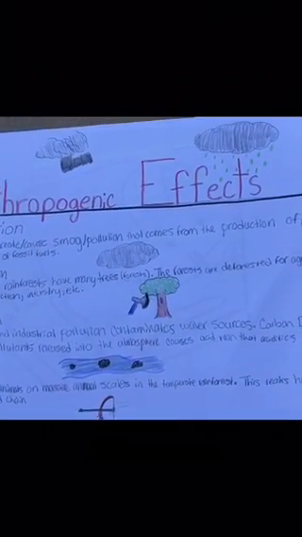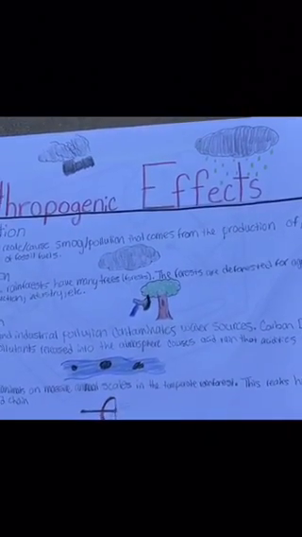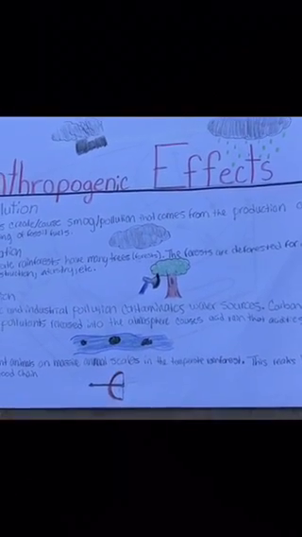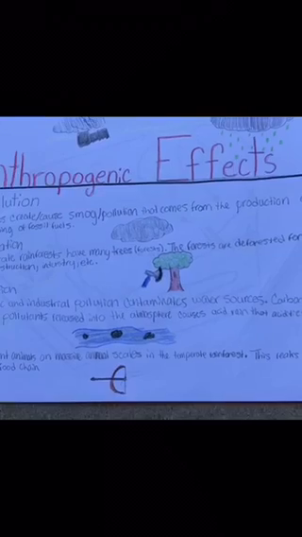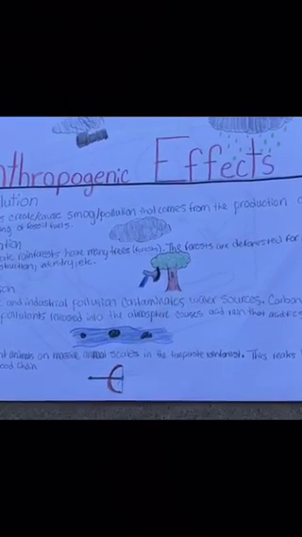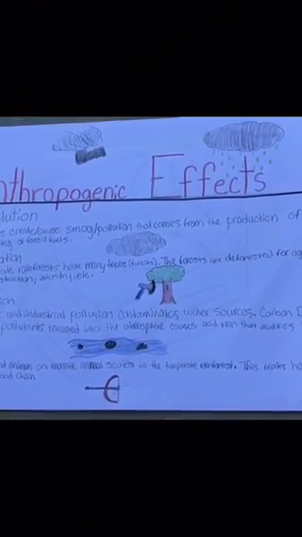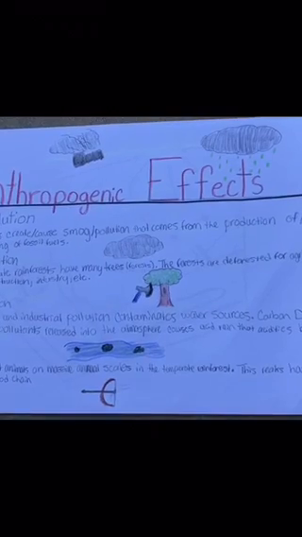Anthropogenic effects. Humans alter the temperate rainforest system in many ways. We contribute air pollution to the biome because factories create and cause smog and pollution that comes from the production of products and the burning of fossil fuels.